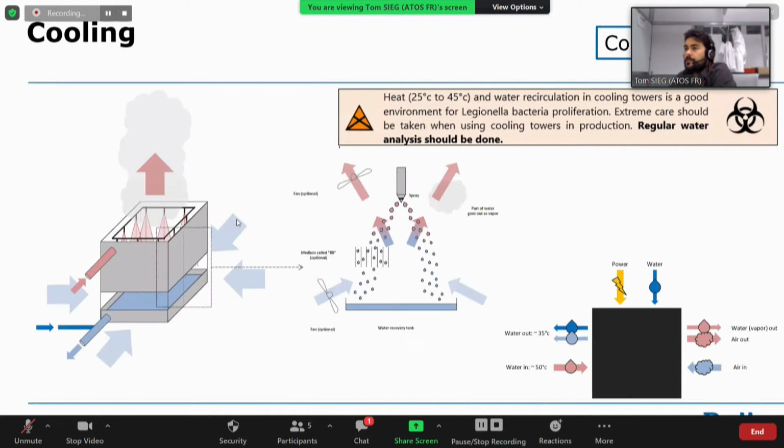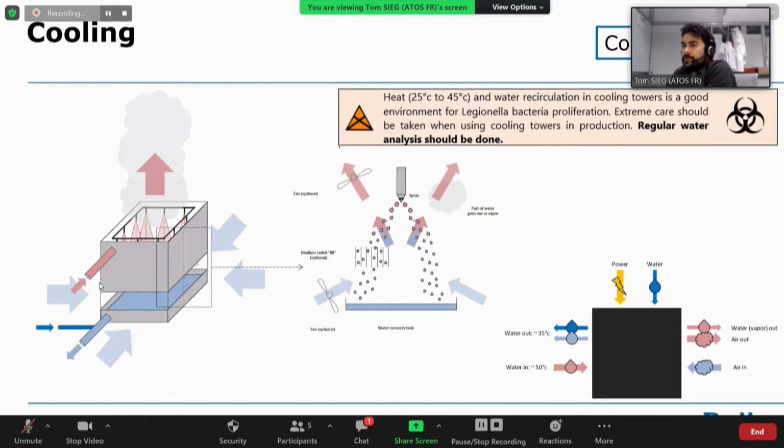After that, we saw the cooling tower. Something I forgot to mention just previously: the cooling tower will use water in the air. The water will be maintained at a temperature between 25 and 45 degrees, which is the best environment for bacteria. So be careful when you use water in a water cooling system. It's a dangerous area from a bacterial point of view. That was a little aspect I forgot just before.